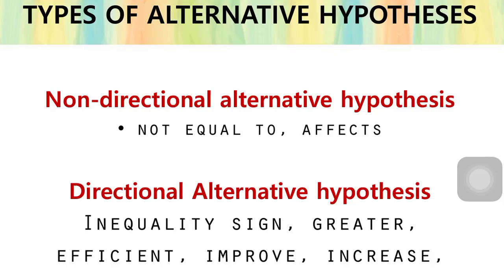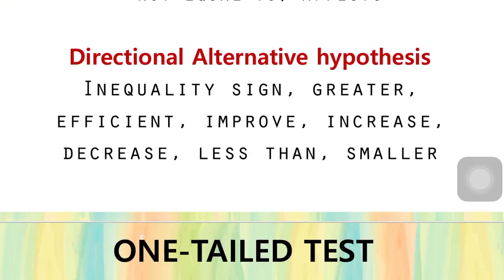For example, the verb affect does not indicate a direction. It can be positive or negative. So, we say that is under a non-directional alternative hypothesis, or we call it a two-tailed alternative hypothesis. But if the verb signals a direction, like for example, greater, increase, improve, efficient, that signals a going up direction. So it is under the directional alternative hypothesis, or we call it one-tailed.